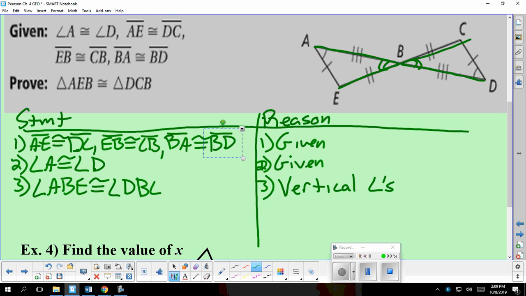We put vertical angles. And then angle E is congruent to angle C. How do we know that? That's our third angle theorem. I showed that two of the corresponding angles in the two triangles are congruent, so the third one has to be congruent as well.